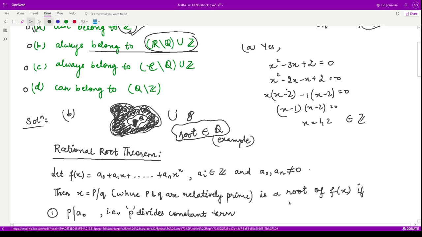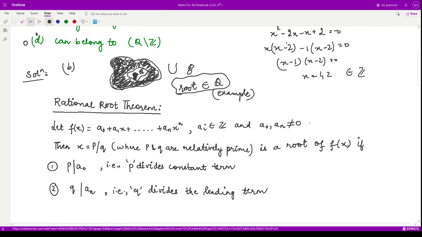Actually, you can see this using the rational root theorem, which says that if you are given any polynomial of this kind, a0 + a1x + up to an x^n, whose coefficients are integers, and the constant term and the leading coefficient are non-zero, then we have a rational root p/q if these conditions are satisfied: the numerator p should divide the constant term, and the denominator q should divide the leading coefficient.